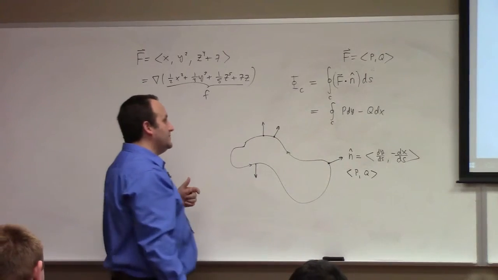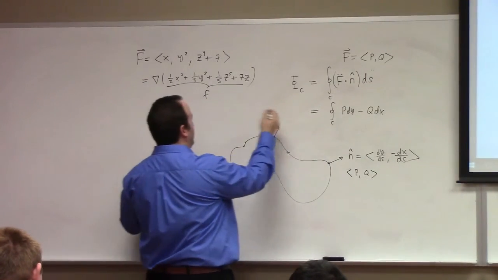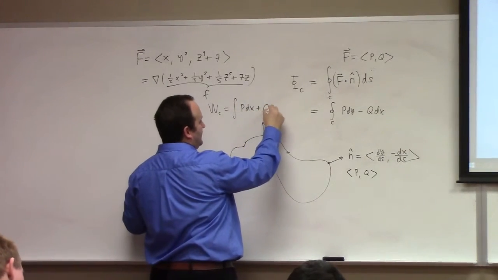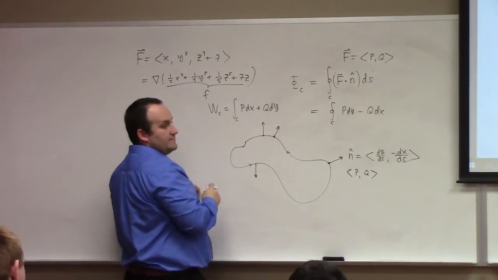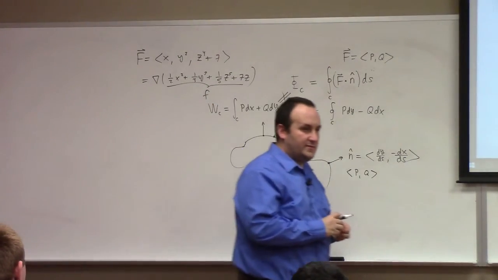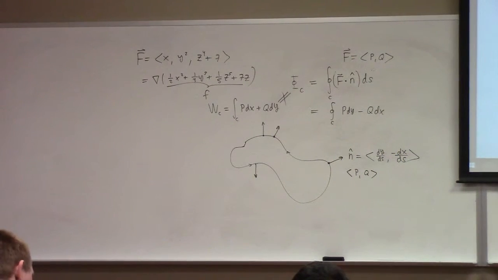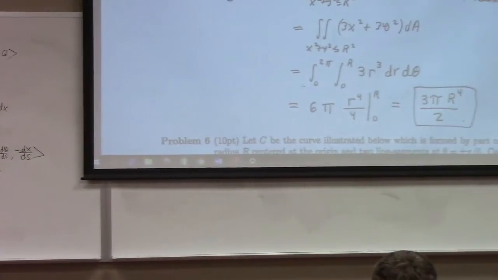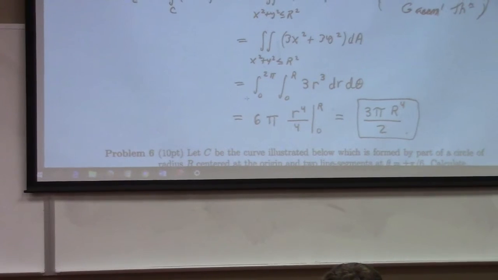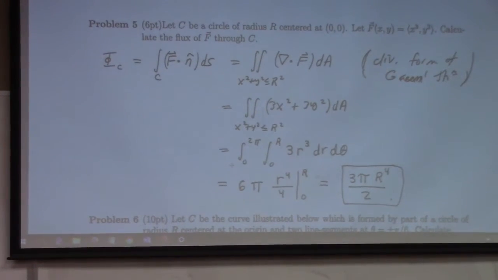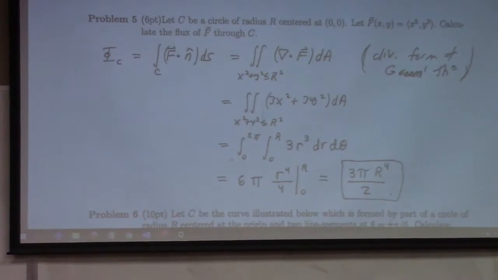In contrast, the work done by the vector field along the curve is the integral of P dx plus Q dy, which is a different integral, right? These are not equal. They describe different things about the vector field along the curve. One gives you the work done, the other one gives you the flux of the vector field through the curve. There's no reason they should be equal. Now, was there a question that I ignored just a second ago? Or do you have a question to ask her?